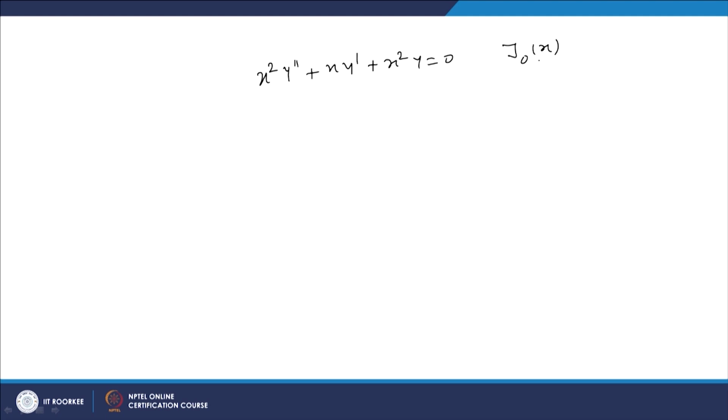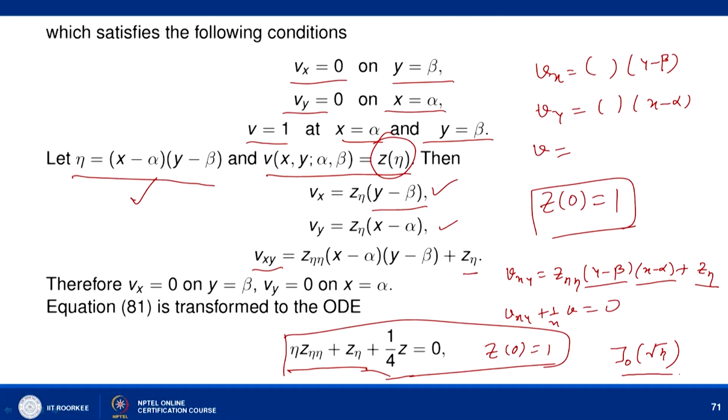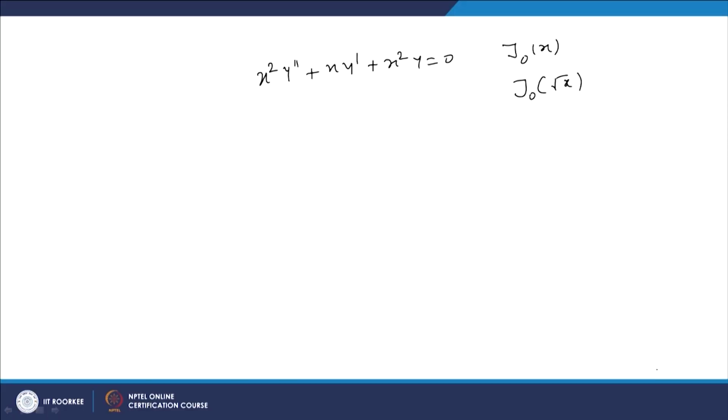Now, we want to show that J naught root x will satisfy, because we claim that the last problem has solution J naught of root of eta. So, we simply say that you take x as root t and try to see that this will be converted into the previous problem. Here you can find dx by dt as 1 by 2 root t.